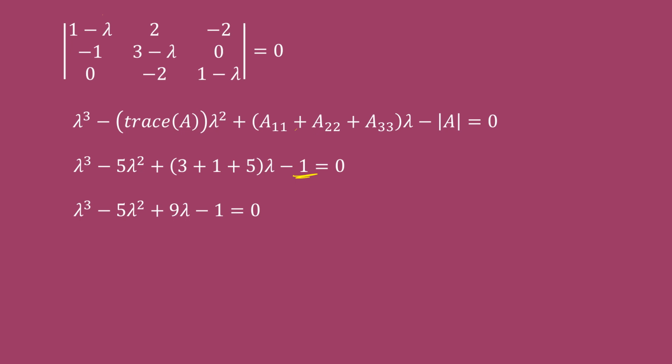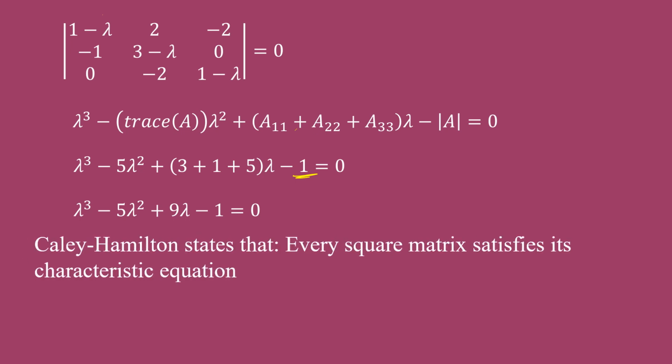Now I have to verify whether this characteristic equation is satisfied by my given matrix A or not. That means Cayley-Hamilton theorem states that every square matrix satisfies its characteristic equation.